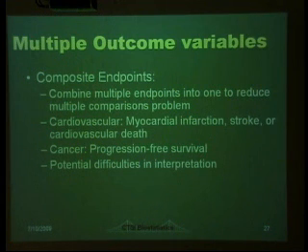It may cause problems in terms of interpretation of the results. For example, if the treatment improves one outcome and makes the other one worse, well, then you have a problem there, and it's difficult to interpret.